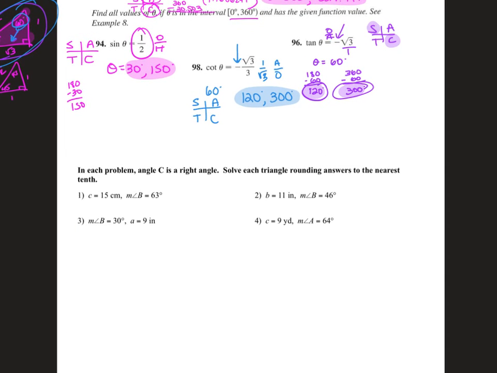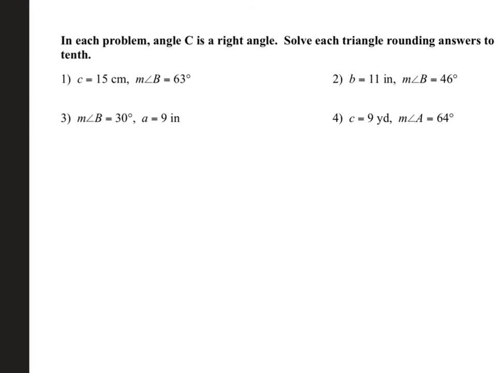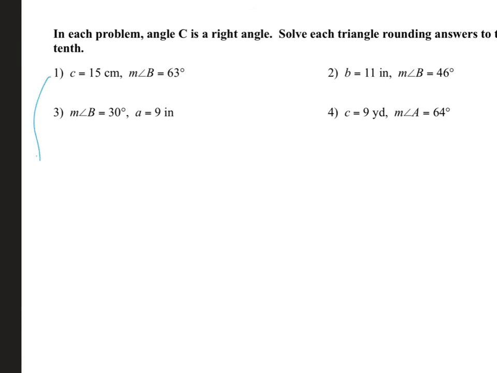Okay, these last four are dealing with solving your right triangles. So for number 1, I'm going to draw it down here. I'm going to draw out my triangle. I've got A, B, C is the right angle. It says so up here. Angle B is 63 degrees and side C is 15. This means I'm missing angle A, side A, and side B.